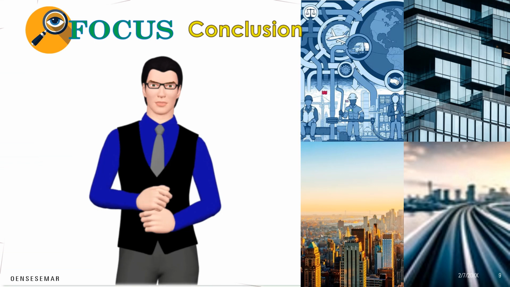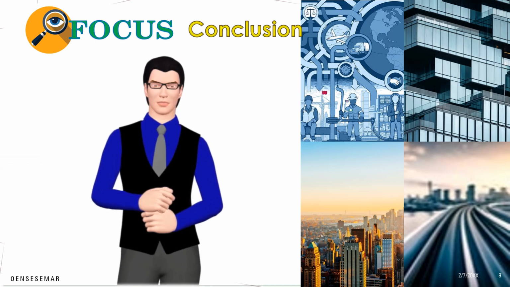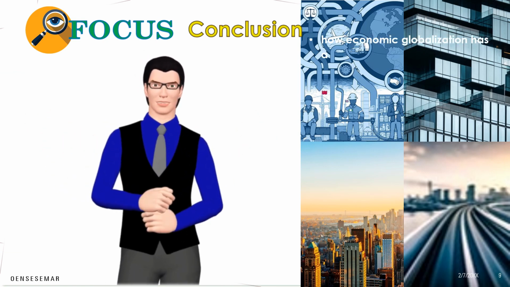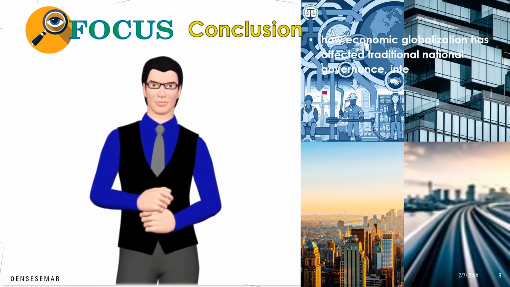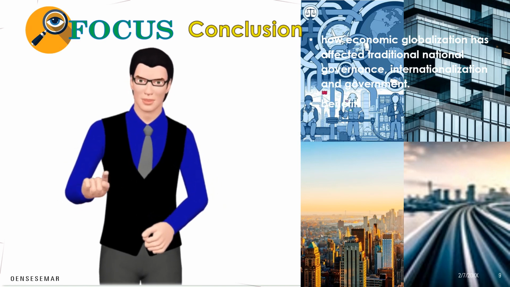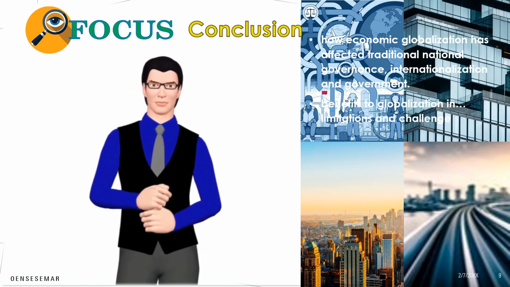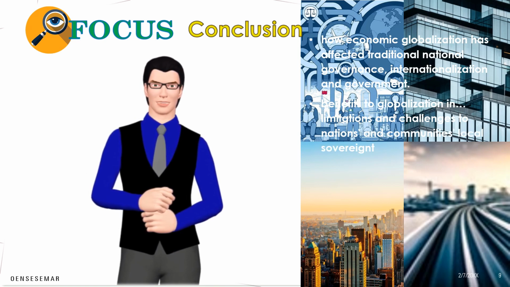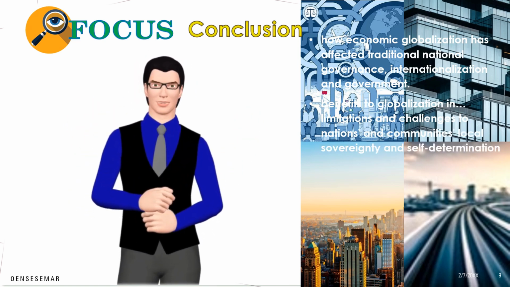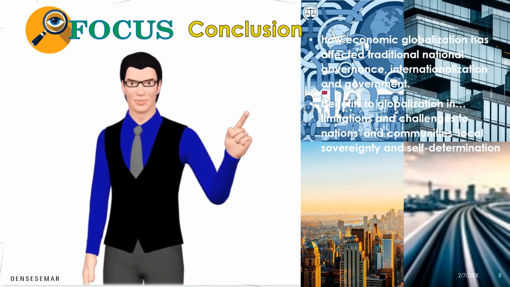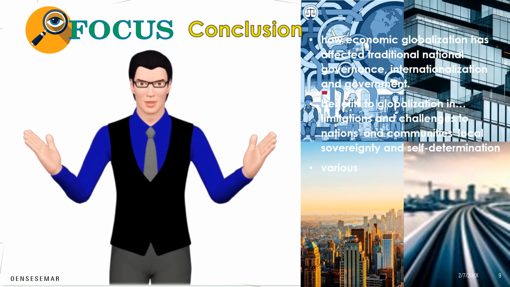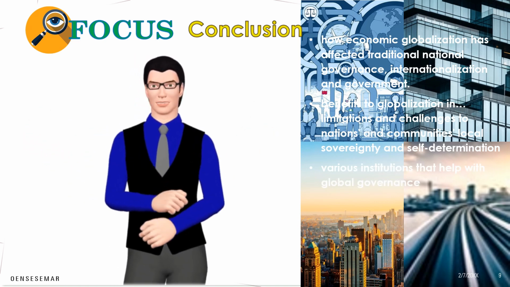In conclusion, we discussed how economic globalization has affected traditional national governance, as well as internationalization and government. Although there are benefits to globalization in terms of addressing borderless challenges such as climate change and pollution, there are also limitations and challenges to nations' and communities' local sovereignty and self-determination. We also talked about the various institutions that help with global governance.